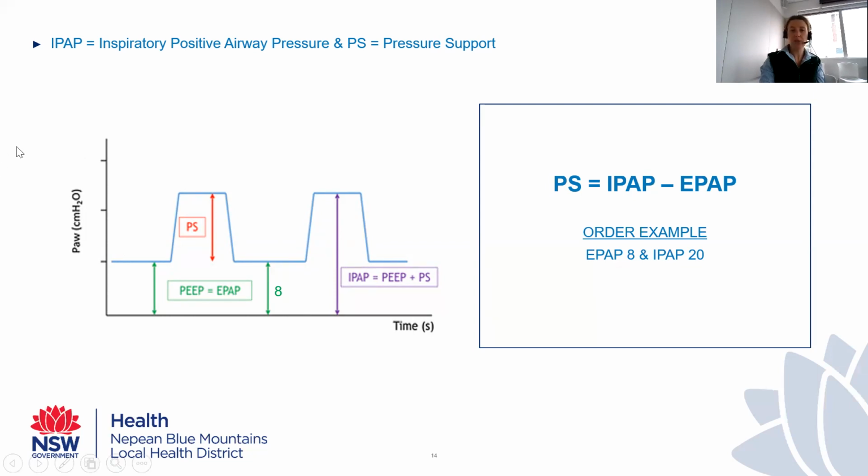Well, if you have a look at this graph over here, your pressure support, so if I want to set a pressure support, because that's what's on my machine, I've got to take my IPAP, which my order is for 20. I need to minus my EPAP, which is 8, and that's going to leave me with a pressure support of 12. So I'm going to set a pressure support of 12. And that 8 and 12 together are going to give me my total inspiratory pressure, which is 20. Hopefully that's nice and clear.